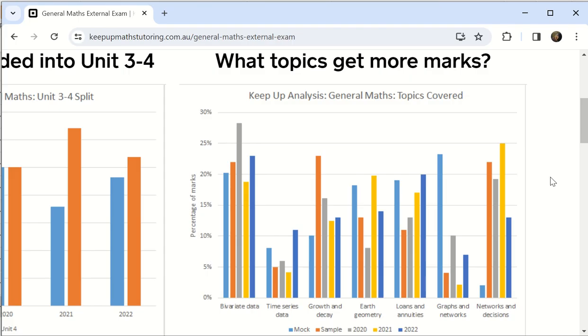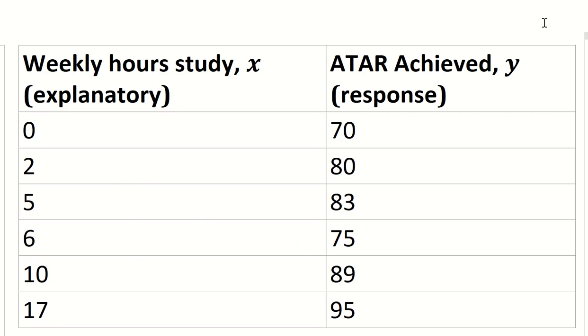From our analysis of the past papers for the external exam for general maths, we know that on average about 20% of the marks on the external exam are for bivariate data also. So I'll get straight into some bivariate data. Here's a table of some bivariate data. Notice there's two variables, the explanatory, typically the X, and the response on the Y. It's the teacher's favorite topic, trying to convince you that there's an association between the number of hours you study and the ATAR that you will achieve.